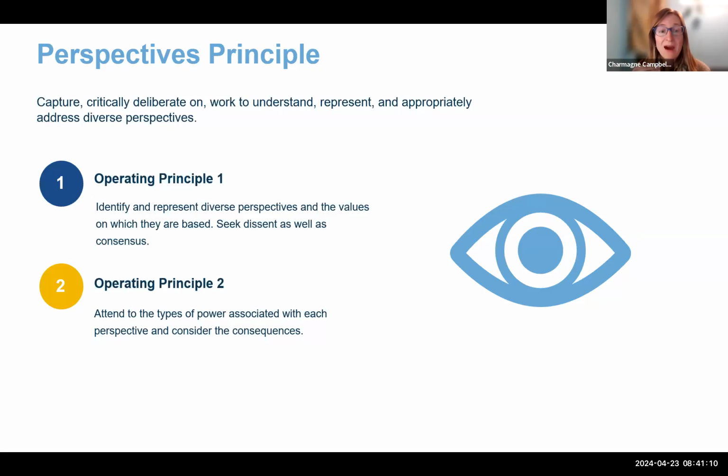And then attending to power and dynamics within those perspectives and the consequences of that, whose perspectives tend to be given weight, and how can you, as either an implementer or an evaluator, bring attention to those power dynamics and look at how they are affecting both the intervention and the evaluation.